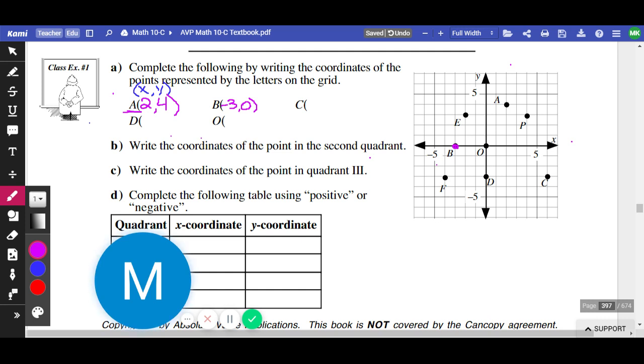Awesome. Do the next 3 on your own. So see if you can write C, D, and O. And I'll put my answer up on the board so you can follow along.